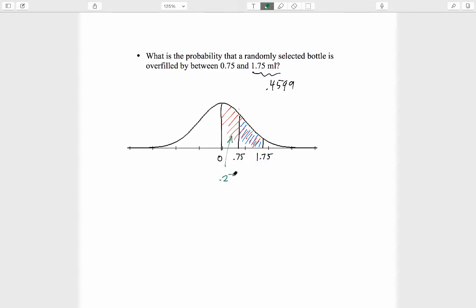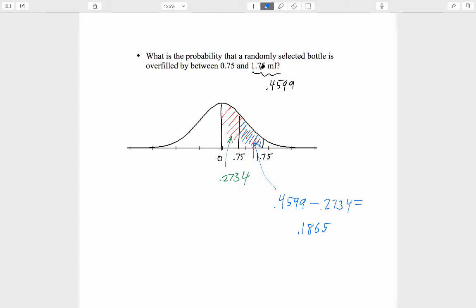So 0.2734 is the probability associated just with this region here between 0 and 0.75. So what does that say about the probability that we're looking for of the blue region between 0.75 and 1.75? It must be everything from 0 to 1.75, which is 0.4599, minus the 0.2734 that we're subtracting off. Count everything from 0 to 1.75, and then throw away the part that we don't need. That difference is our answer, 0.1865.